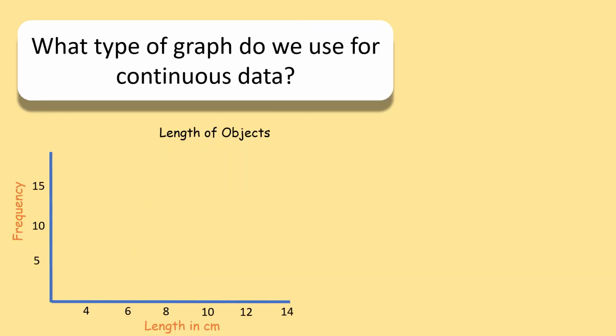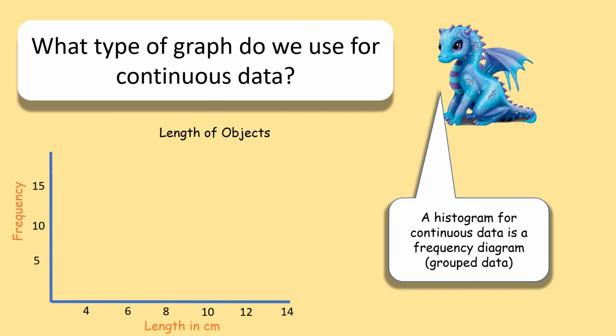What type of graph do we use for continuous data? Length of objects. Look at the x-axis, length in centimeters. So a histogram for continuous data is a frequency diagram. Then grouped data is graphed on a histogram.